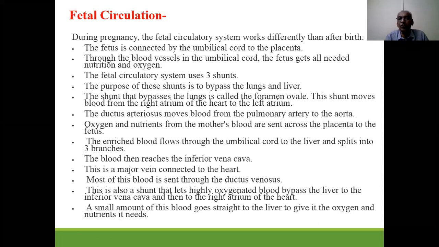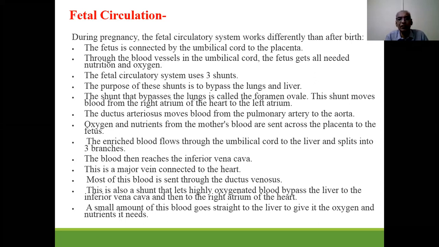The purpose of these shunts is to bypass the non-functioning lungs and liver, and it bypasses the lung through the foramen ovale. Ductus arteriosus moves blood from the pulmonary artery to the aorta. Oxygen and nutrients from the mother's blood are sent across the placenta to the fetus. The enriched blood flows through the umbilical cord to the liver, which splits into three branches.